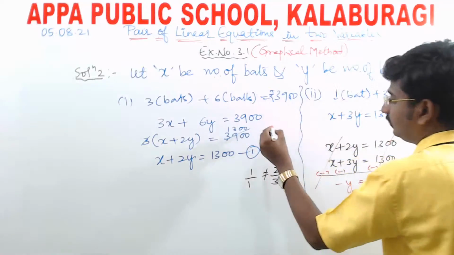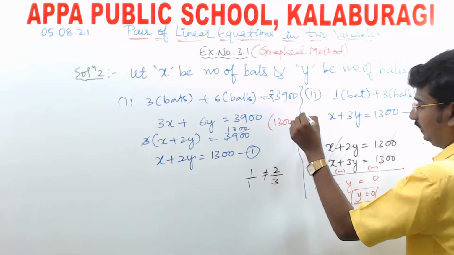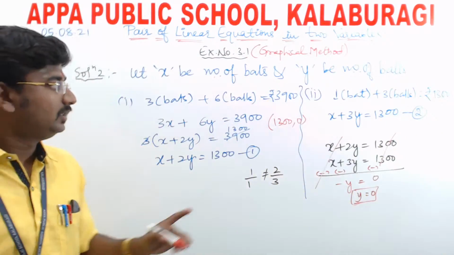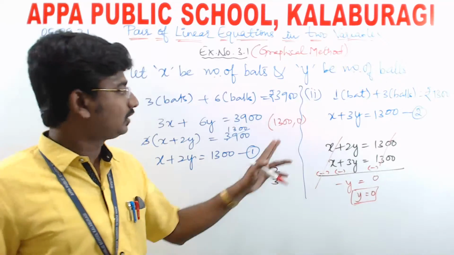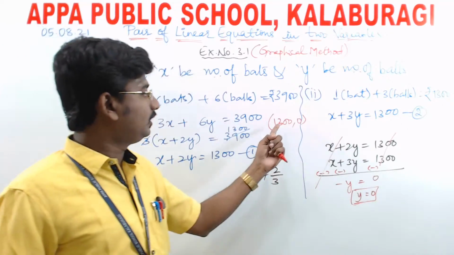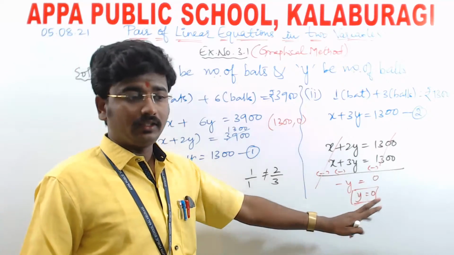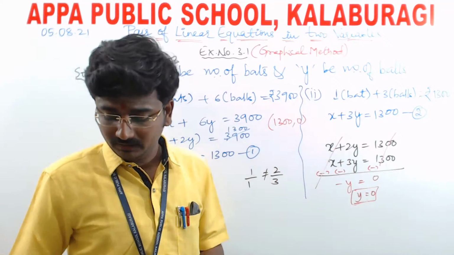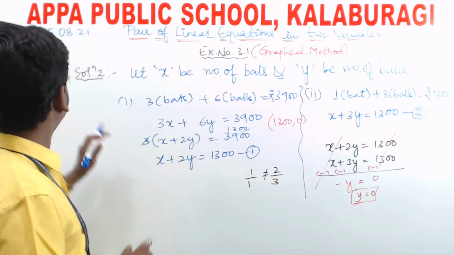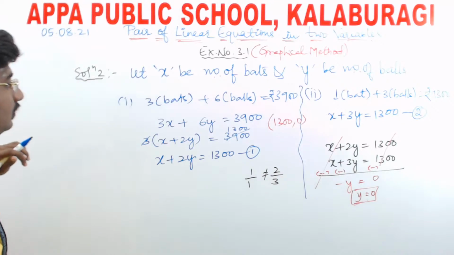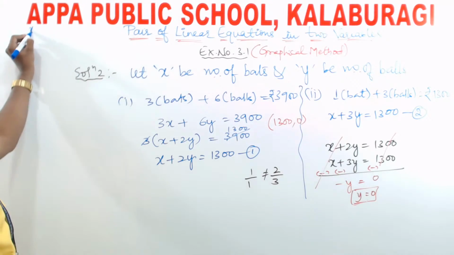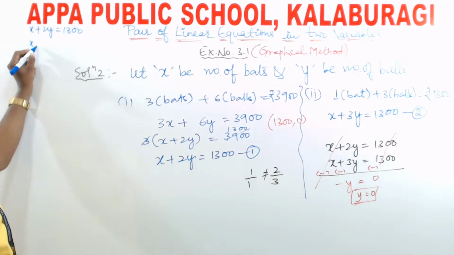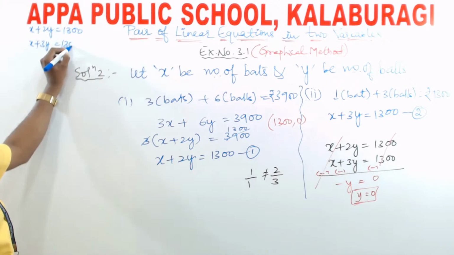It means when I draw the graph, it should intersect at 1300 comma 0. Because x we have taken as bat, the cost of each bat, if they ask in the exam, would be rupees 1300, but for a ball there is no price. So this is the problem. Now let us draw the graph. For my understanding, let me write the equations here. The equations are x plus 2y equal to 1300, then x plus 3y equal to 1300.